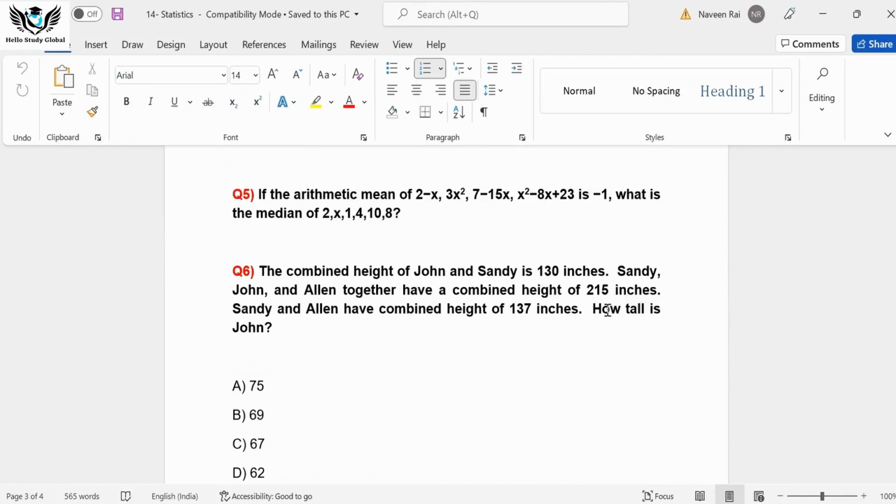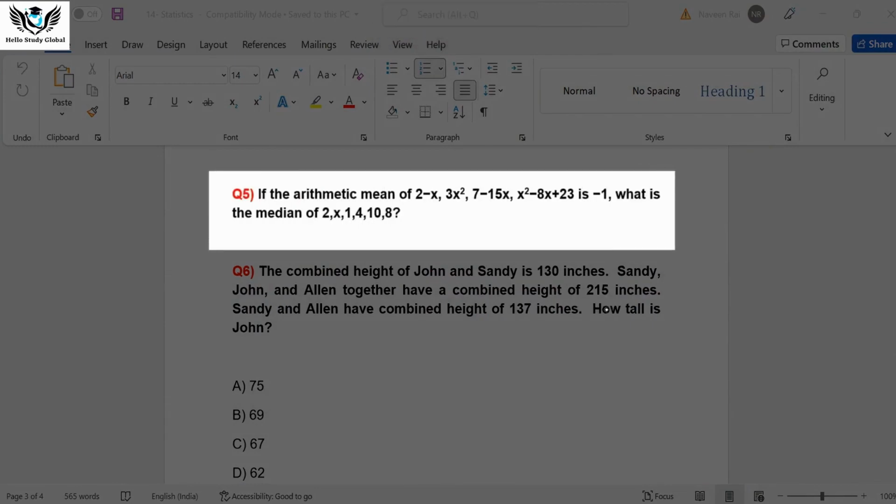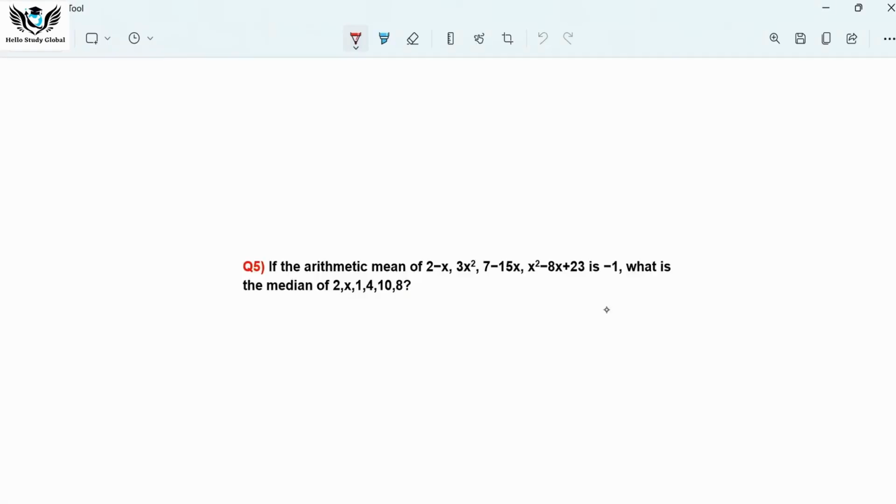Okay, so in this question we have been asked to calculate the median of these numbers 2x, 1, 4, 8, 5. But the problem is we do not know the value of x, which we will try to find out from this information given. So if the arithmetic mean is given as minus 1, what is arithmetic mean? How many terms are there? 1, 2, 3, 4 terms are there. So arithmetic mean is sum of terms upon total number of terms. So sum of terms, we simply add these terms.